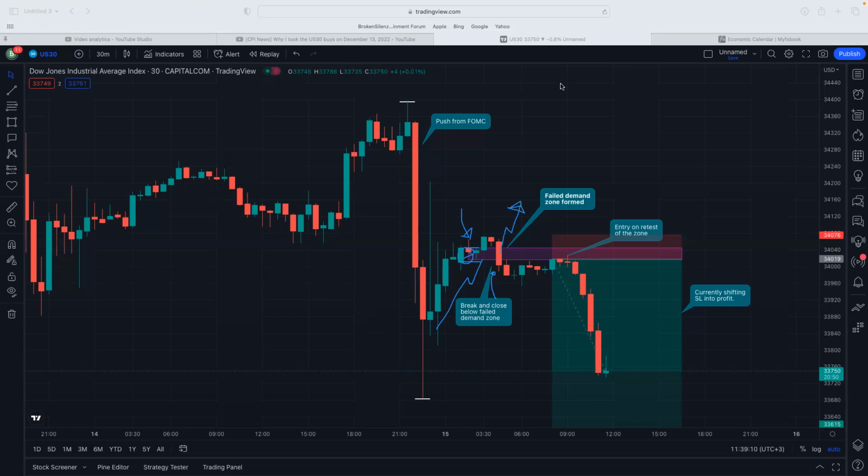And more to that, not only do we have a break and close below this area, we also have a break and close below this area, meaning that we don't have any other obstacles until we start getting to these areas. So the moment I saw that during London session, all I expected was that price will play around this area and then push to the upside and come and test this area.